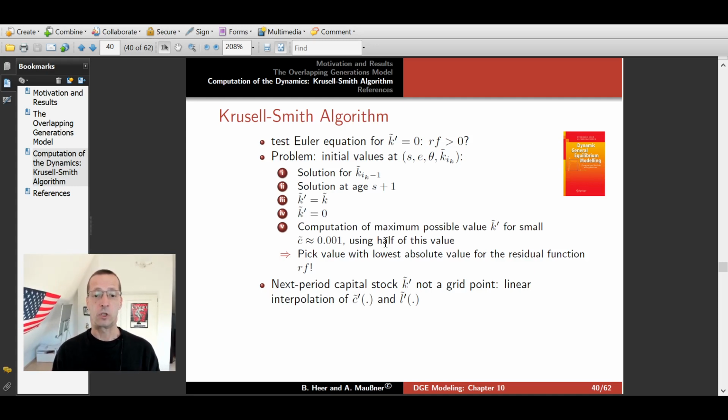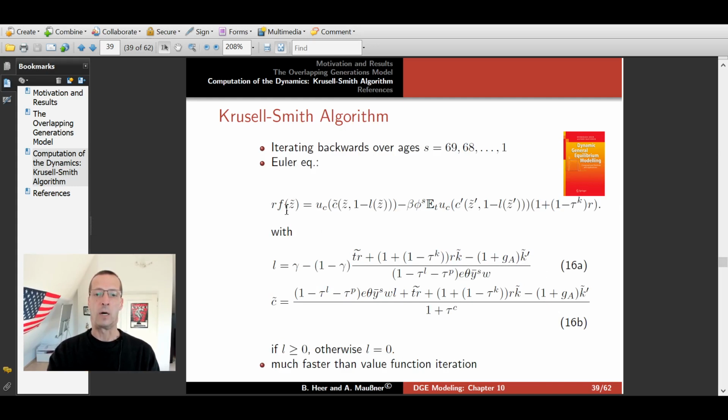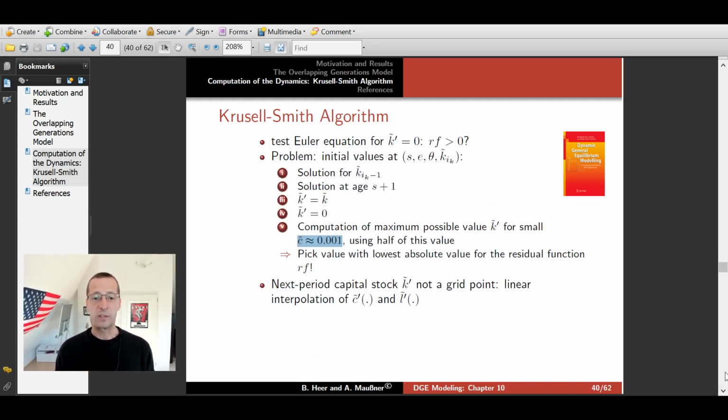And we also computed something like a maximum possible value for next period wealth by assuming that we have a very small consumption, C equals 0.1001, and supply maximum labor supply. In our case, we set it to 0.7, and then just use half of this value for next period capital stock. So we test these 5 options and pick the one which has the lowest absolute value for the residual function RF for our Euler equation. And in this case, we get lucky, we always find a solution.